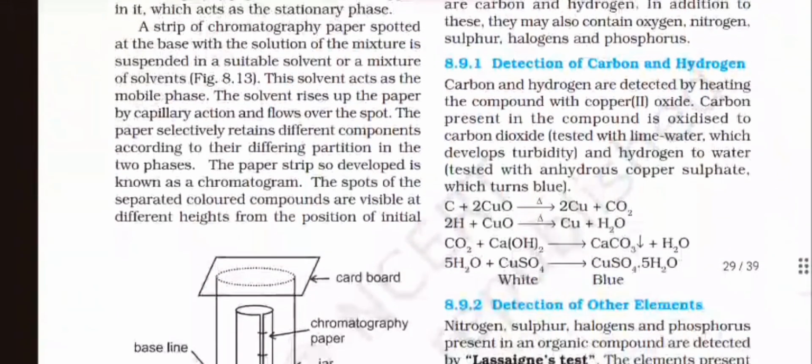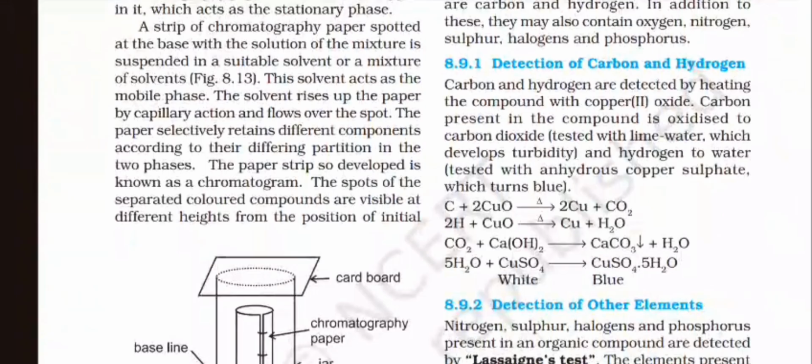A strip of chromatography paper spotted at the base with the solution of the mixture is suspended in a suitable solvent or mixture of solvents. This solvent acts as the mobile phase. The solvent rises up the paper by capillary action and flows over the spot. The paper selectively retains different components according to their differing partition in the two phases.